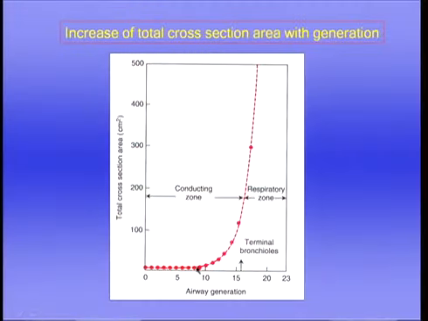As you can see, the result is that over the first few generations, the total cross-sectional area doesn't change much at all until we get to the region of the respiratory zone. And there is an enormous increase in the cross-sectional area. It's a little bit like a trumpet, where you've got a long initial part and the flaring at the end of the trumpet.